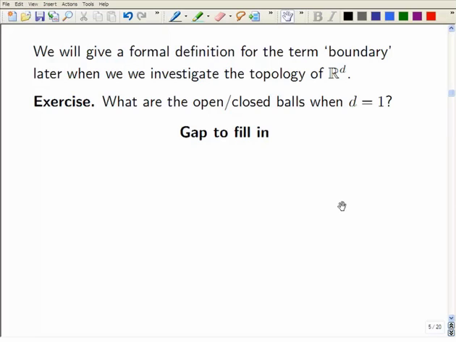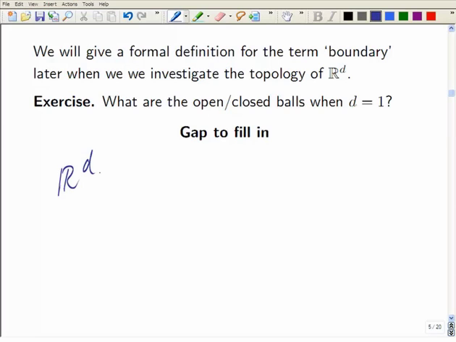Here's a little exercise for you then. I'll just give you a couple of minutes to think about this, and then maybe you can tell me what you think the answer is. What are the open balls and the closed balls when d equals 1?